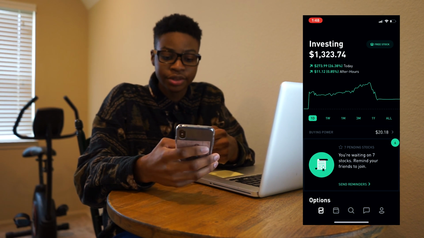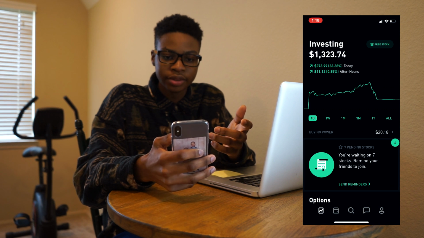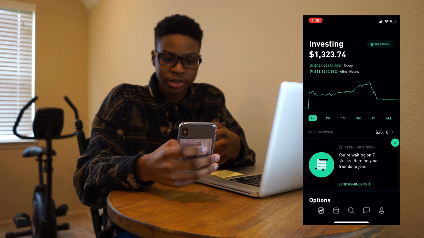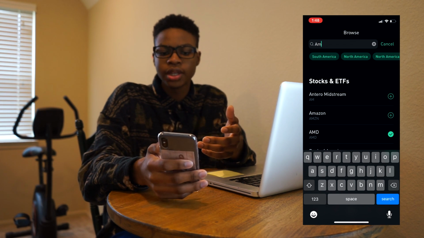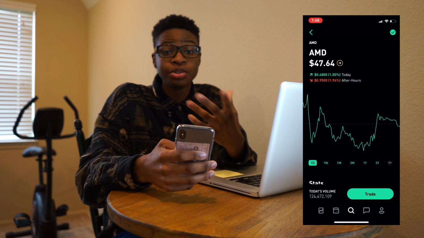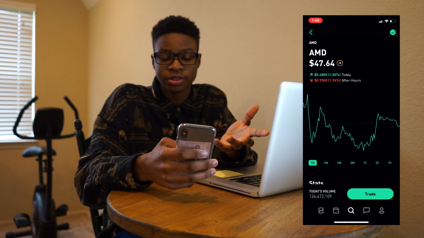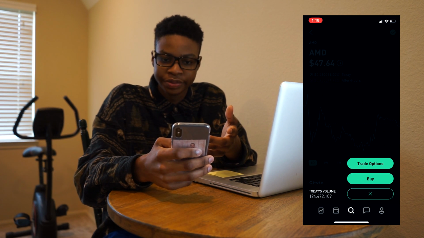So let's hop into the Robinhood app. Let's go trade some options. Let's trade an AMD option. If we go to AMD, say AMD right now is at 47.64. Say you think it's going to go up to $50. So you press trade options on Robinhood.